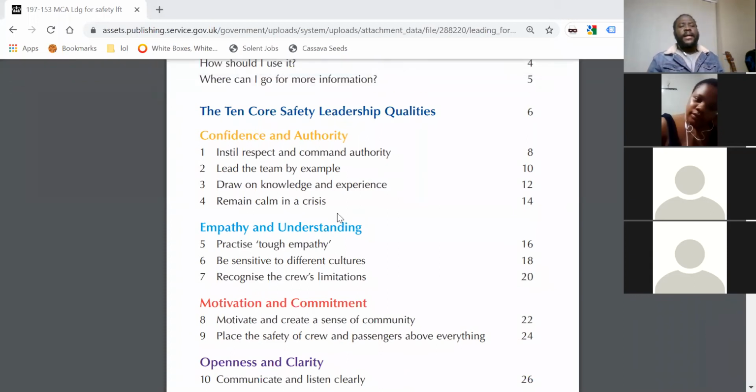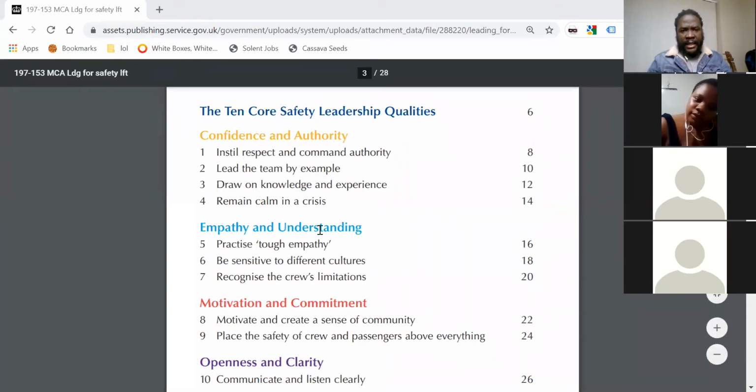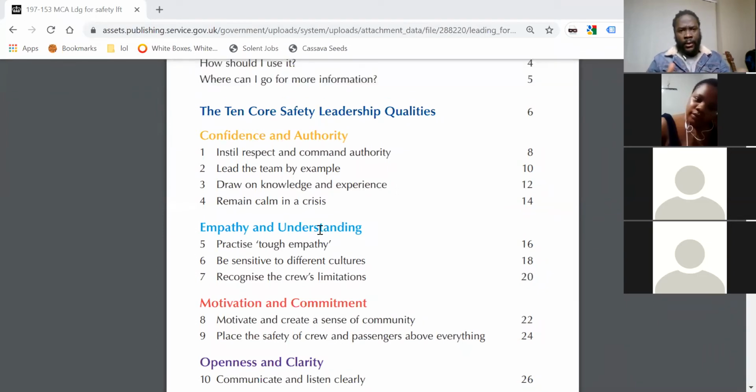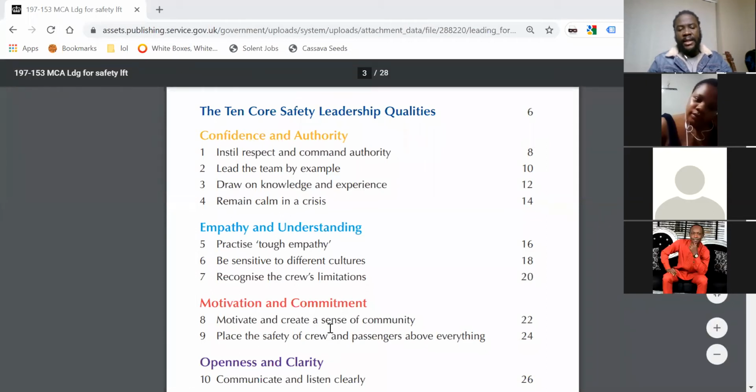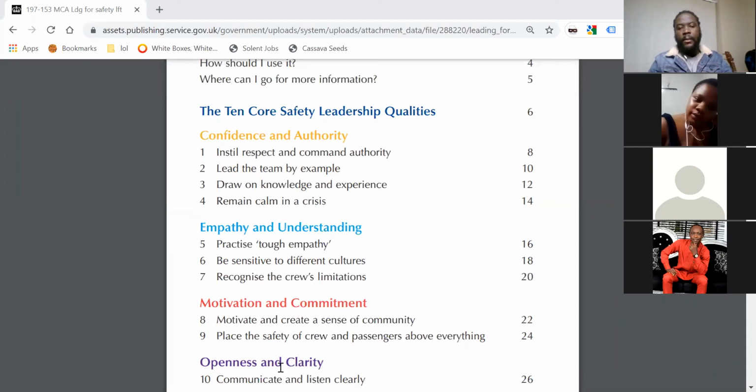So confidence and authority. As the master or as the officer of the watch, which could be the chief officer down to the second officer or third officer, and also the engineers, you need to have confidence and you need to have authority. This is broken down bit by bit for us to see. Then there's empathy and understanding. So what does this mean? We will see that as well. And there's motivation and commitment, how to motivate and how to get commitment from your crew. And there's openness and clarity as well, which is communication. Those are the things that we will be discussing in this class today.